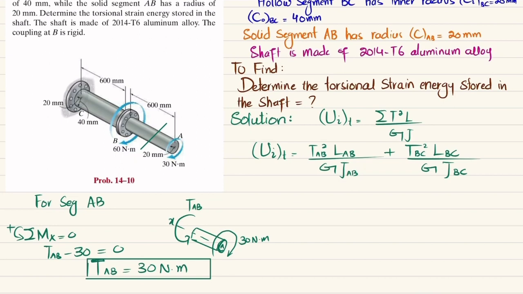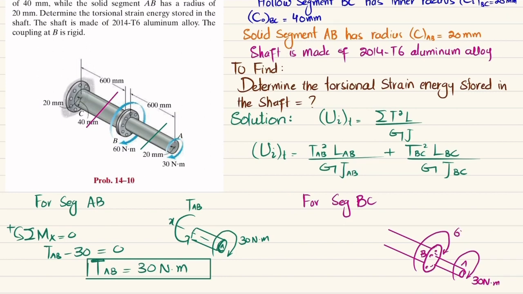Now we will find it for the segment BC. For segment BC, I will cut it along any length of BC and draw the free body diagram. So it will be like this. This is BC. There is a coupling over here, and then we have another segment, which is segment AB. At point A, you can see you have a clockwise torque of 30 Newton meter. This is the coupling at point B. So at point B, we have a torque of 60 Newton meter clockwise. This is the axis. So the net torque will be counterclockwise, and that will be TBC.